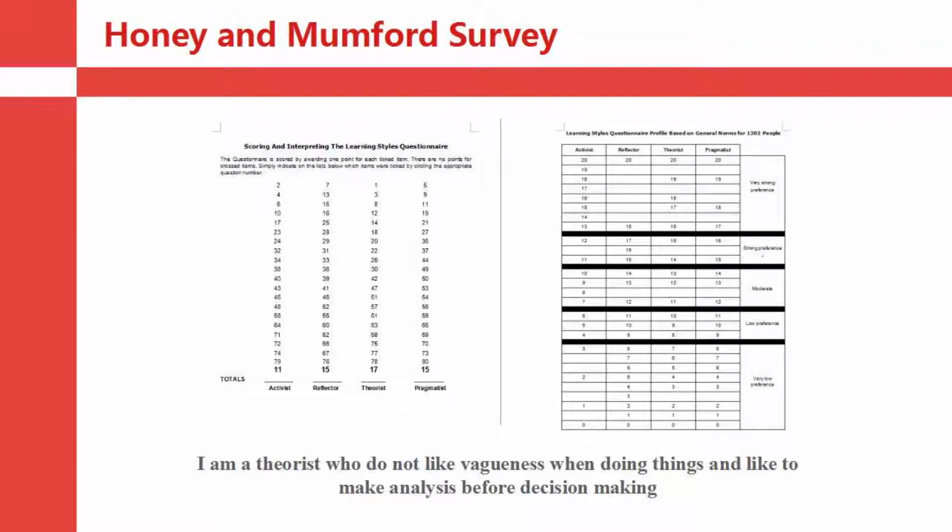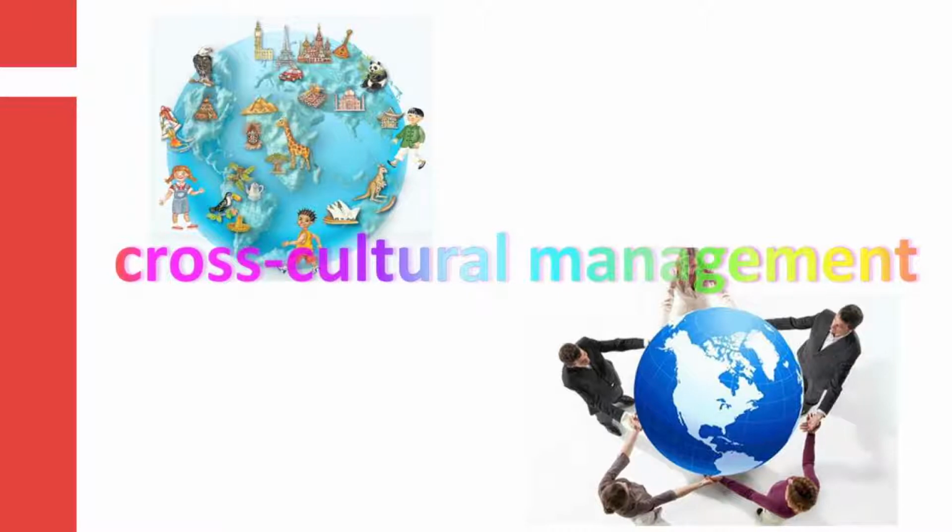But the results of Honey and Mumford show that I am a theorist who does not like vagueness when doing things and likes to make analysis before decision making. In the research, I thought that many small business managers may simply not have cross-cultural awareness, which would lead them to provide inaccurate information when answering the questions about cross-cultural management. This led me not to choose a small company as the case to study cross-cultural management. However, now I found that in fact, if there are indeed problems in the information provided by small business managers, then it is even more important for small business managers to enhance their awareness of the importance of cross-cultural management.